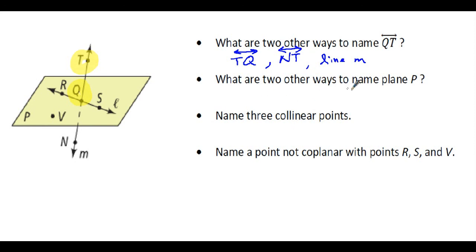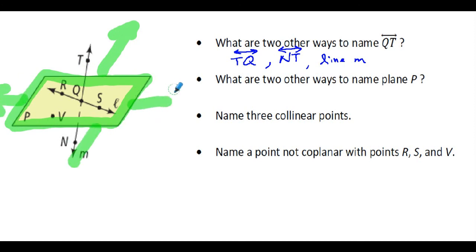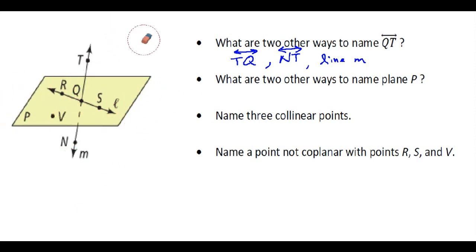What are two other ways to name plane P? So plane P is pretty much indicating this whole area right here. And planes go infinitely forever this way, and this way, and this way. So they go all around. Okay, so name two other ways. For this, all we need is 3 points. So I'm going to use this point, R, and I'll use Q and V. Okay, that is a plane, indicating this plane right here.